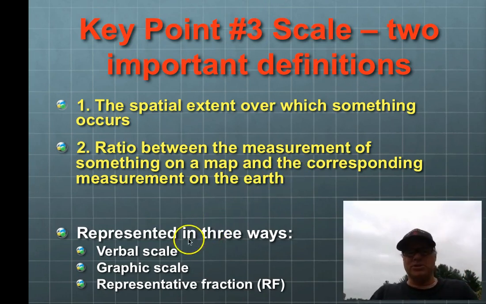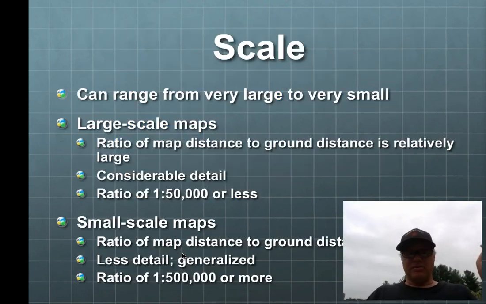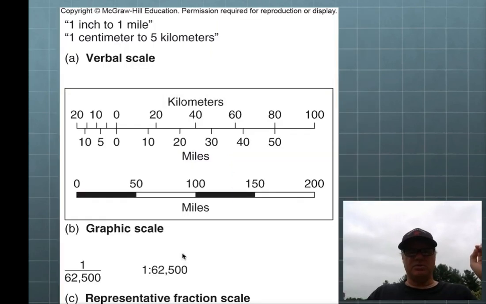And so they're really represented in 3 ways: verbal scale, graphic scale, and also what's called a representative fraction. Verbal scale is what I was just talking about when you say 1 inch equals 100 miles. Or a graphic scale, let's see, I think I've got one here. Here's a graphic scale. Often you'll have something like this that shows you, okay, this distance from here to here equals 50 miles, or from here to here equals 60 kilometers, that kind of stuff. And then again, verbal scale up here, 1 inch equals this many miles.